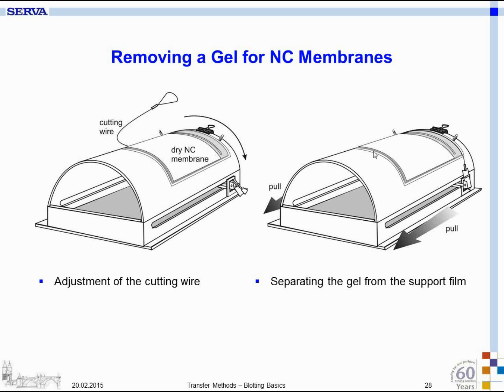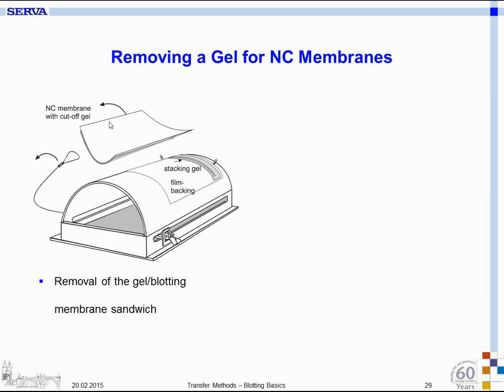You can put already the dry nitrocellulose on the gel, and the gel will stick to the nitrocellulose. With two hands you pull the wire between the gel and the film support. Then you can take the gel off together with the wire. So the film support does not contain any gel anymore, only the stacking gel here. And now you can place this into the blot sandwich.